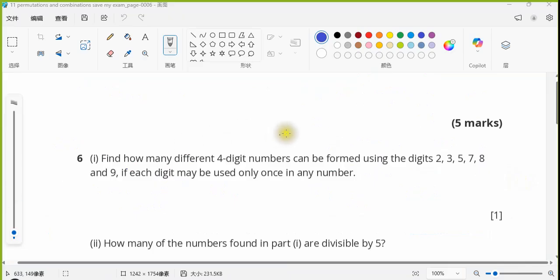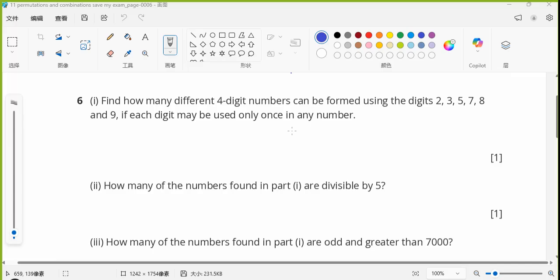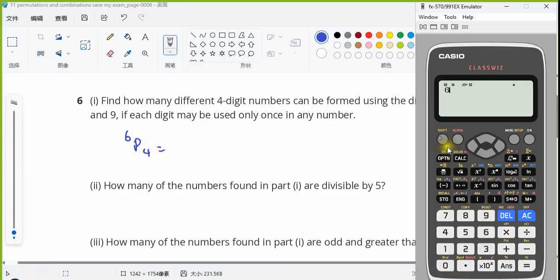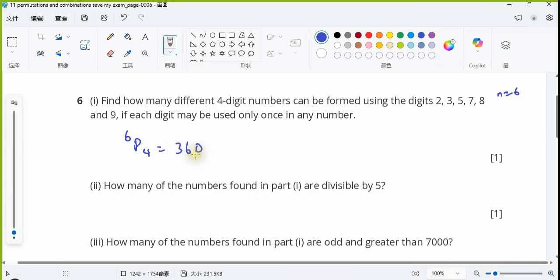Question number 6. Find how many different 4-digit numbers can be formed using 2, 3, 5, 7, 8, and 9. If each digit may be used only once in any number, we have 6P4, then 360.